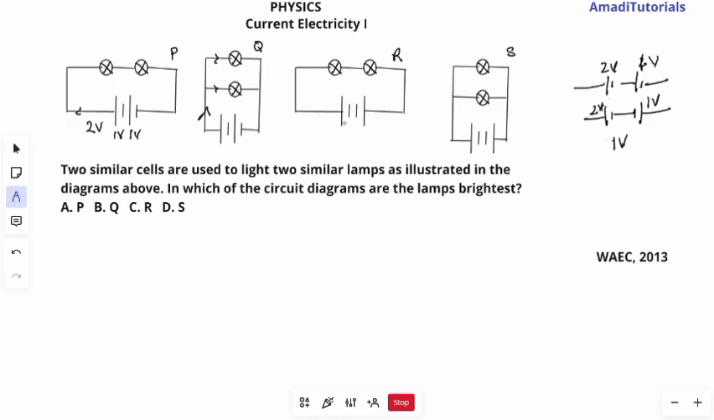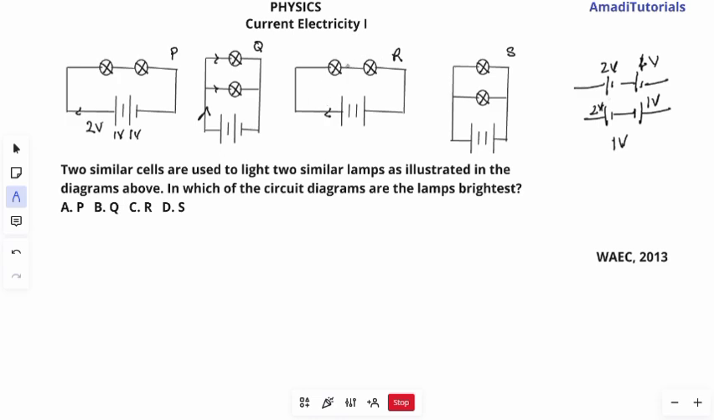But in this case, we are told that the cells are the same. So being the same, they will cancel out. That will be 1 minus 1, 0. So the EMF will not be generated here. Voltage will not be generated here. And since there's no voltage, there won't be current.